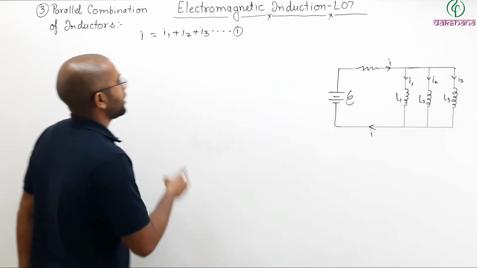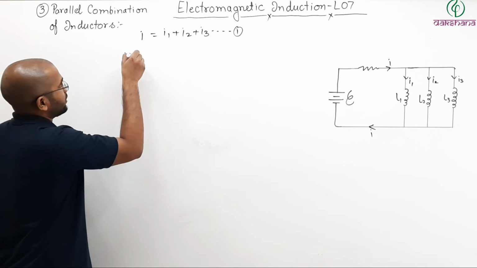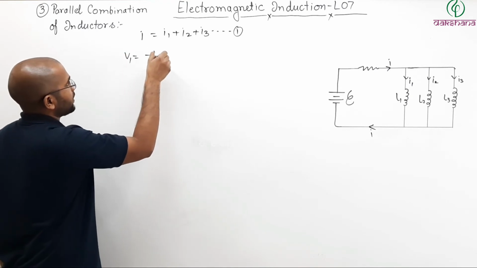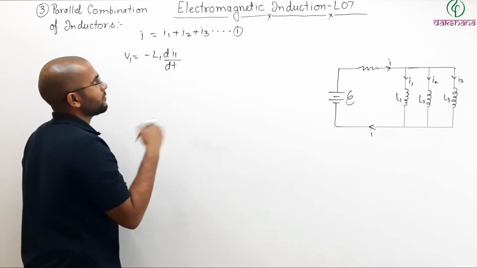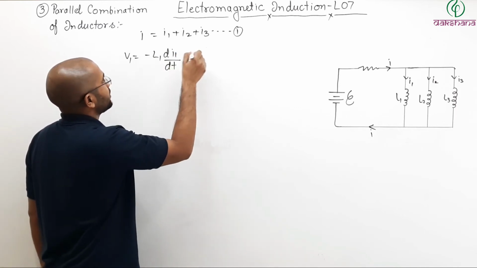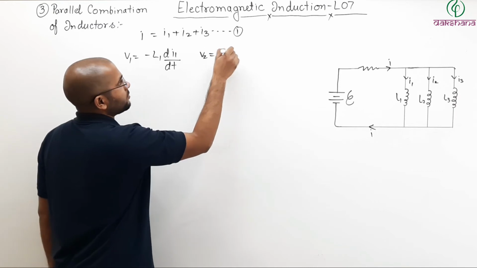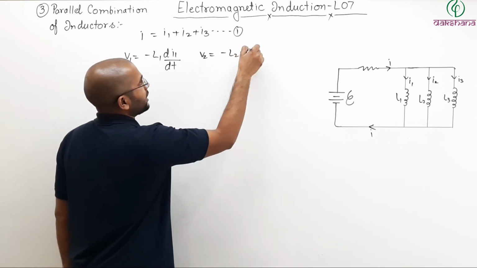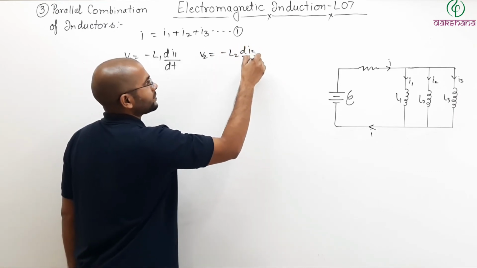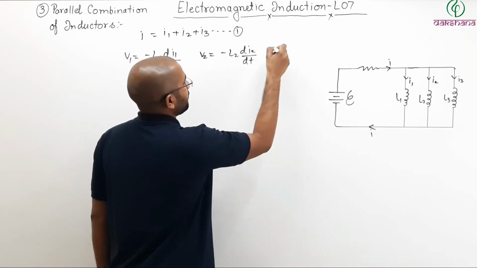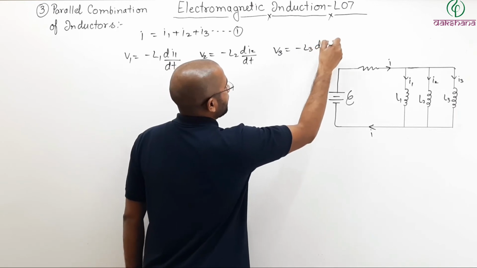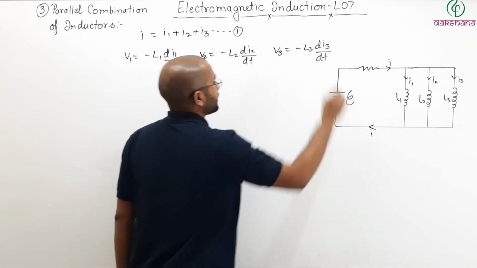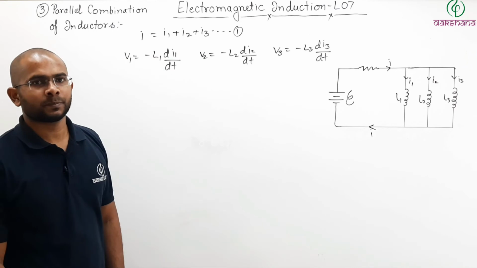So let us write. Can I write V1 equals minus L1 di1 by dt. In the same way, here I can write V2 equals minus L2 di2 by dt. And what will be V3? V3 will be minus L3 di3 by dt. Like this I can write.